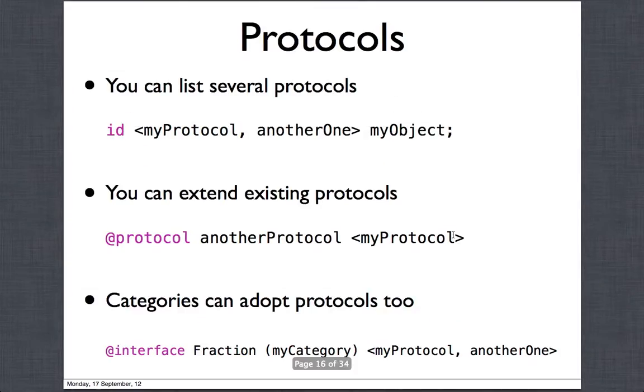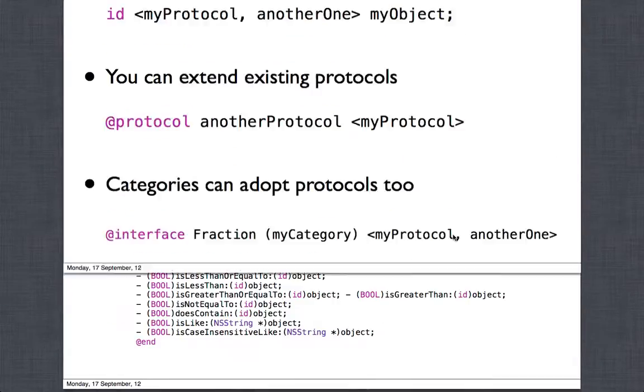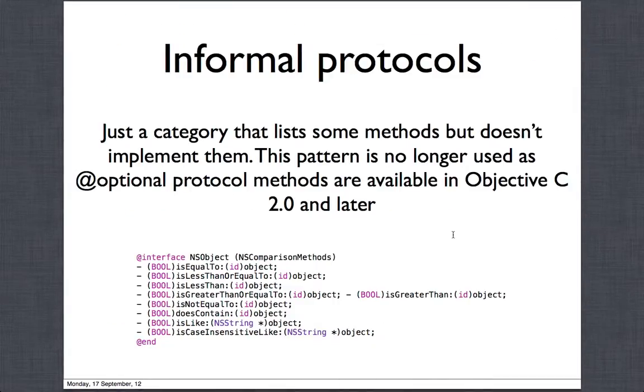And last, categories can adopt protocols too. So if you are extending a class using a category, then you can say this category adopts a protocol. And in your implementation of a category, you should, of course, implement all the methods that are required in protocols that you decided to adopt. Okay, hopefully this is it for protocols, but not yet.